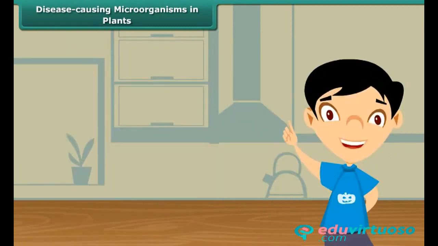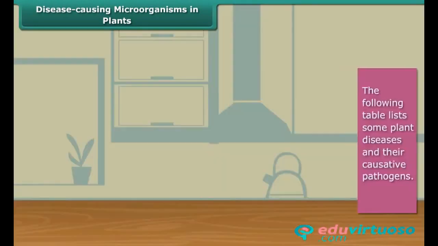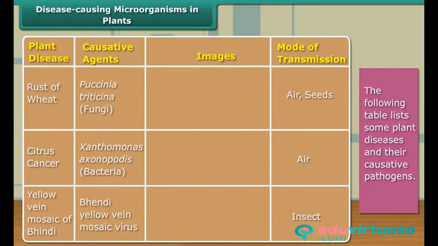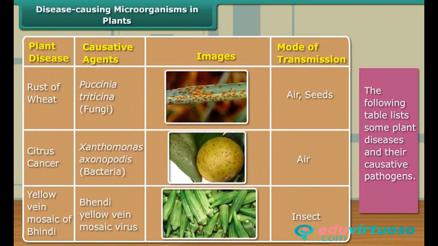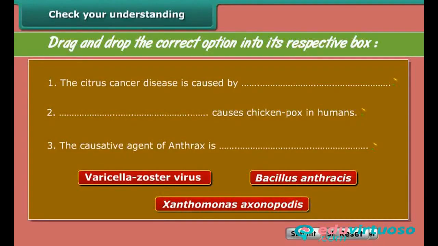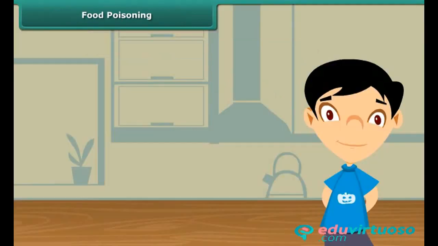Now let's know about diseases caused in plants. There are several microorganisms which cause disease in various plants. The table contains some widespread plant diseases and their causative pathogens. Drag and drop the correct option into its respective box.